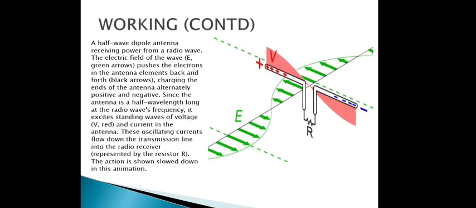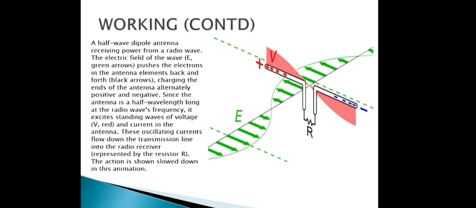Now observe in this figure that a half-wave dipole antenna is receiving power from the radio wave, that is, the electromagnetic field of the wave, indicated here by green arrows. This is the electric field, which pushes the electrons in the antenna elements back and forth. There are also the black arrows here. The ends of the antenna are alternately charged positive and negative. Since the antenna is half a wavelength long at the radio wave frequency, it excites standing waves of voltage and current.